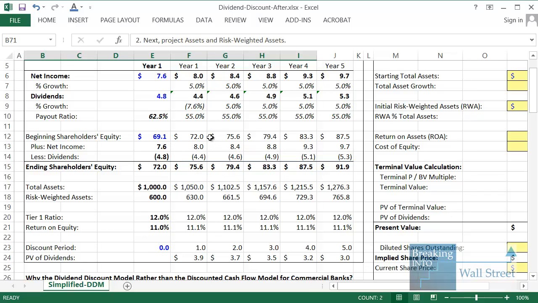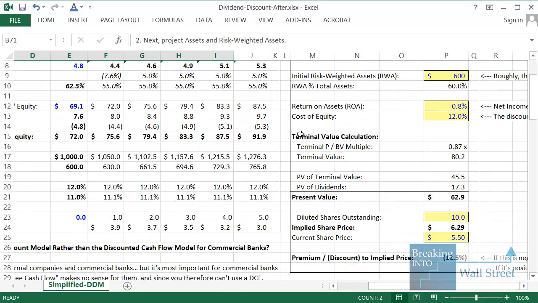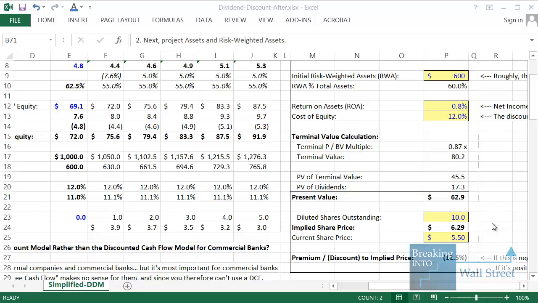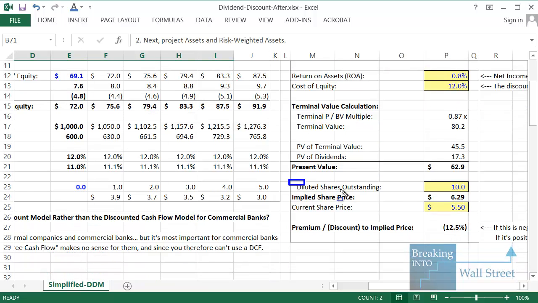And then based on that, we had some other metrics, the net income growth, the dividend growth, the payout percentages, all that. And we got to the present value of dividends each year. And then finally, we went over here, calculating our terminal value, and we added up the present value of dividends, the present value of terminal value to get to our overall company's present value. We divided by the diluted shares outstanding to get to the implied share price. Then we looked at that versus the current share price and found that perhaps, at least with these assumptions, the bank is undervalued. The next step here, of course, would be to confirm this in real life, get better assumptions, look at it under other scenarios, and so on and so forth.